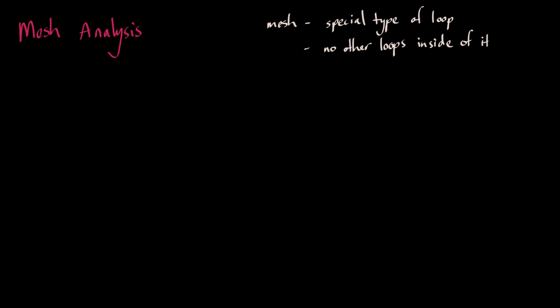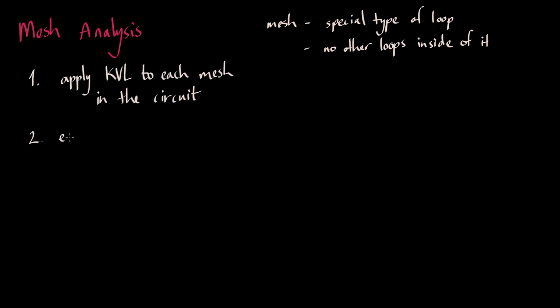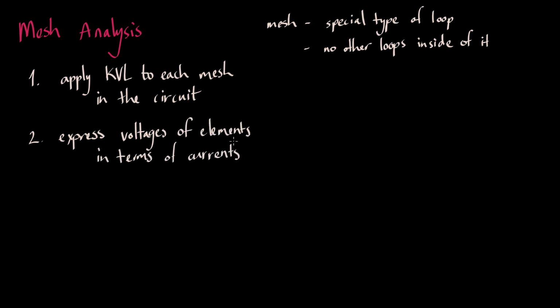We want to obtain the mesh equations to be able to interpret the circuit. Firstly, we apply KVL to each mesh in the circuit. Secondly, we express the voltages of the elements in terms of the mesh currents.